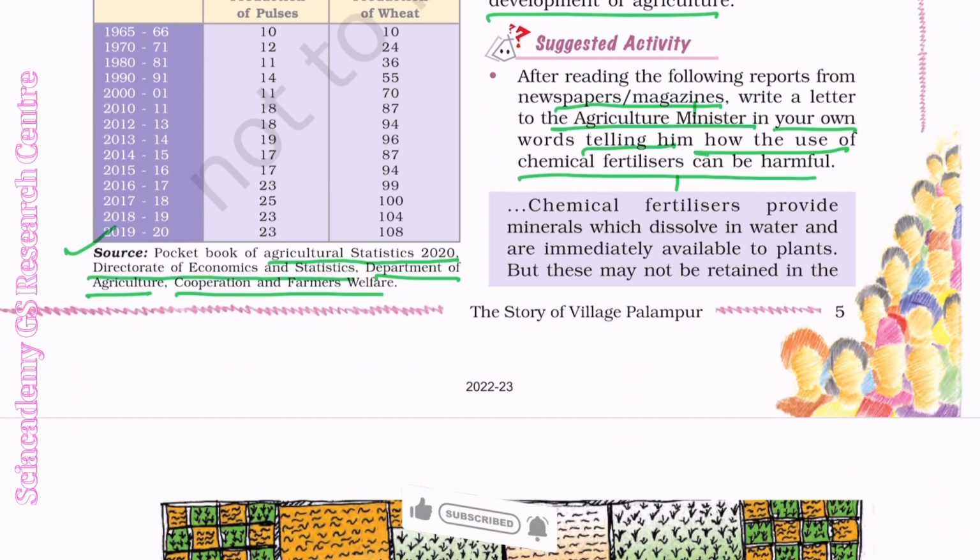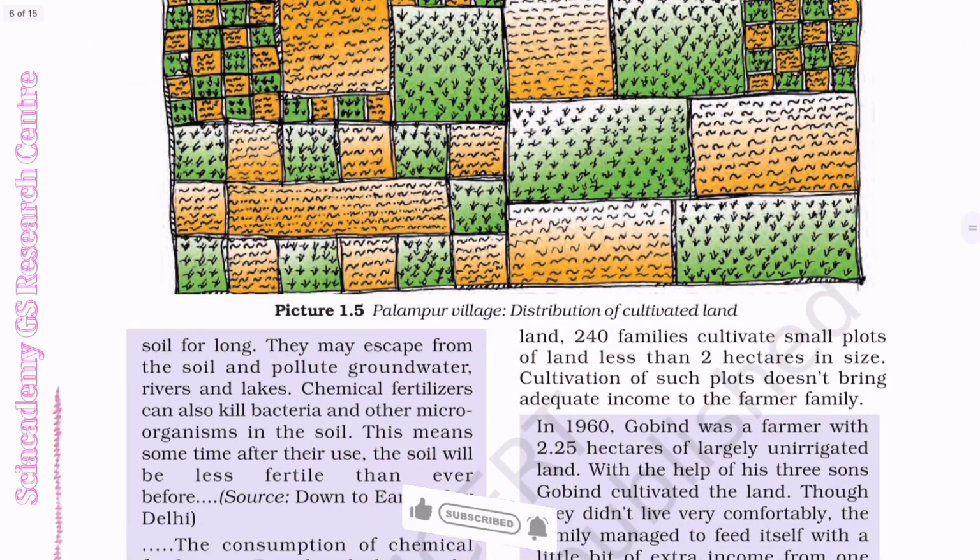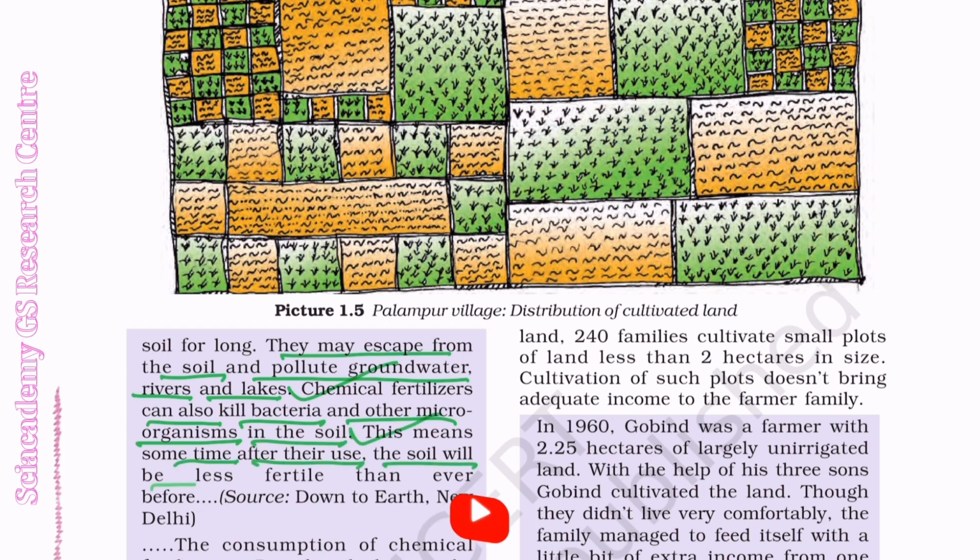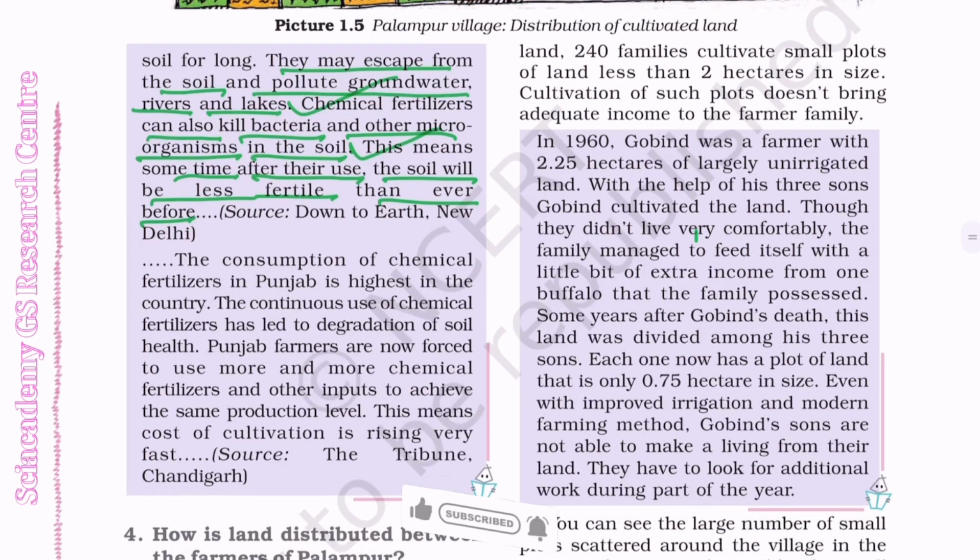Chemical fertilizers provide minerals which dissolve in water and are immediately available to plants, but these may not be retained in the soil for long. They may escape from the soil and pollute the groundwater, rivers, and lakes. Chemical fertilizers can also kill bacteria and other microorganisms in the soil. This means sometime after their use, the soil will be less fertile than ever before. Source: Down to Earth, New Delhi.